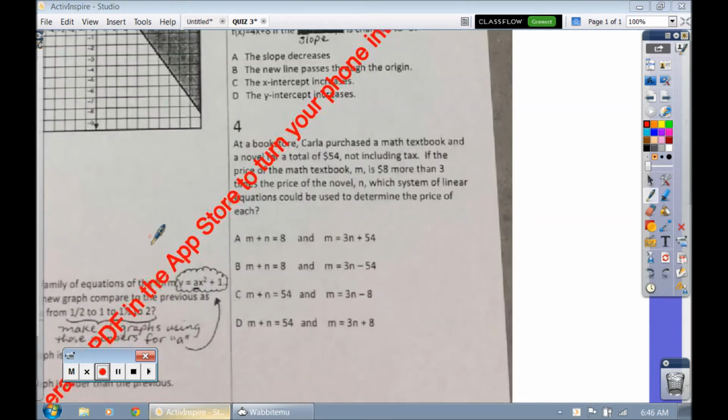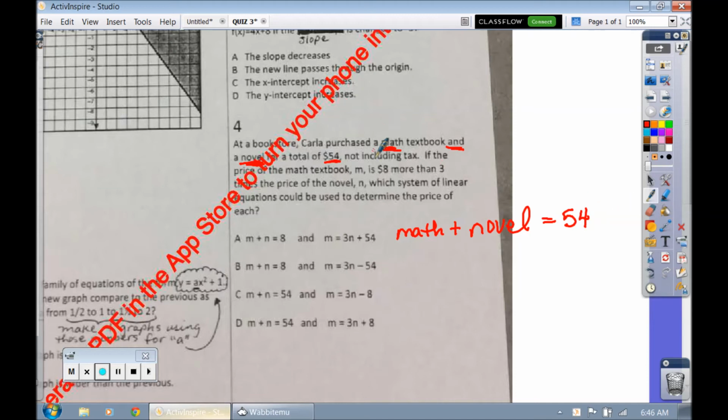We're going to skip question 3. We're going to go right to question 4. They're talking about a math textbook and a novel that cost a total of $54. So math plus novel equals 54. You could use M plus N. We'll go back and notate that.